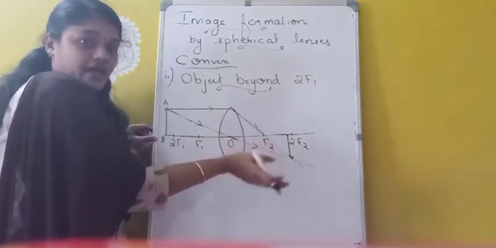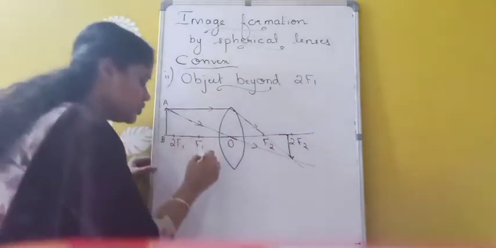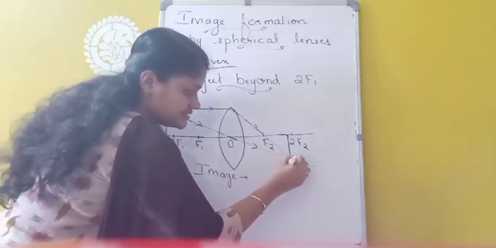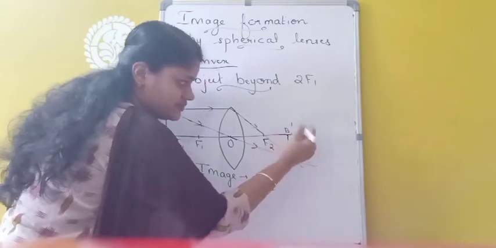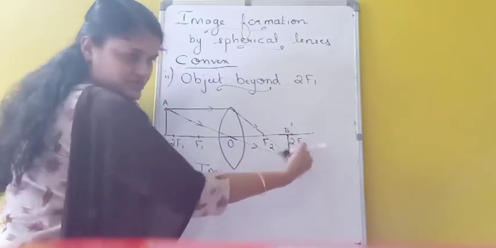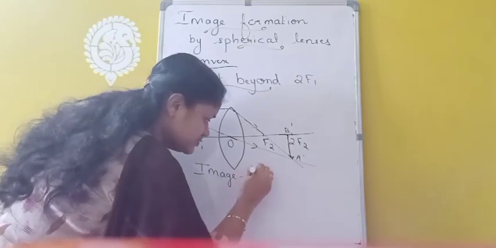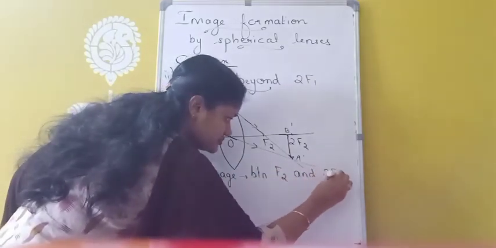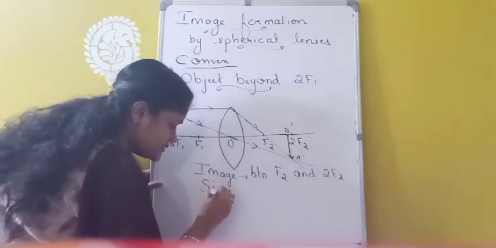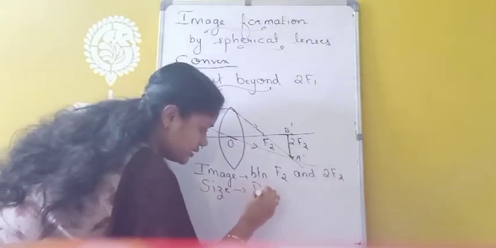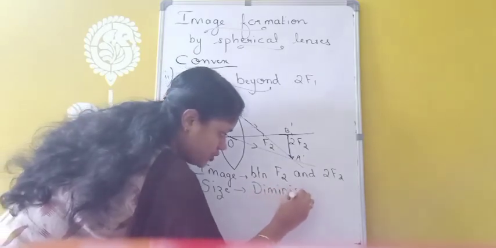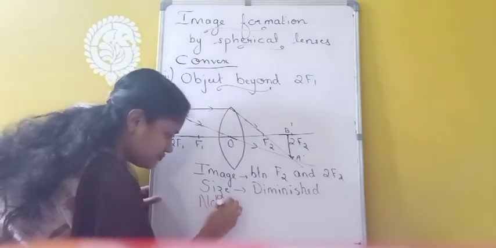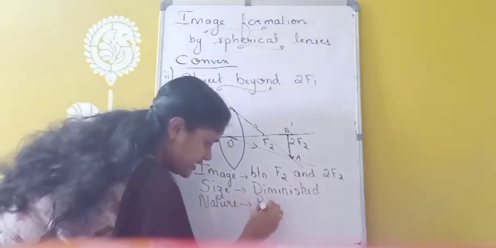So the image is real and all the real images are inverted. So the position of the image, we can write as A dash B dash. We are getting the image below the principal axis, so it is an inverted image. So the image is between F2 and 2F2. Size of the image is diminished compared to the object, and the nature of the image is real and inverted.